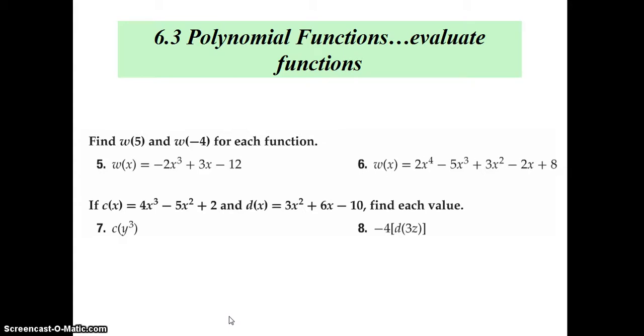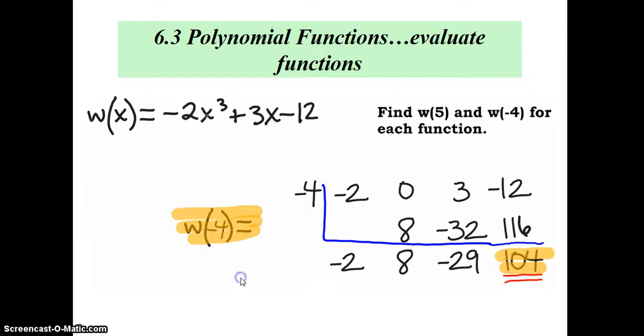So we need to remember those definitions. We discussed briefly the remainder theorem so that we could evaluate functions. This goes back to chapter 1, where we could evaluate w of x at 5 by replacing the x's with 5 and then do 5 to the 3rd power times -2 plus 3 times 5 minus 12.